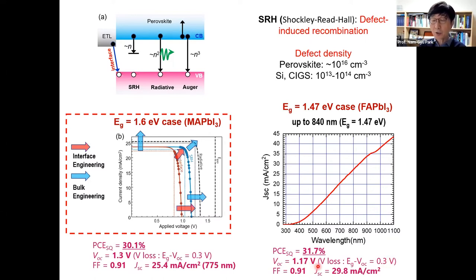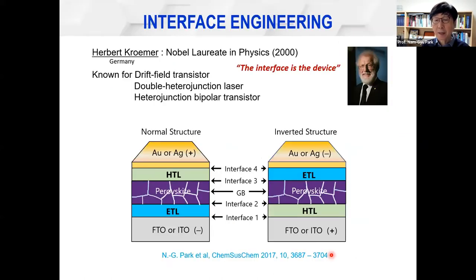In that case, the open circuit voltage may not be higher than the larger band gap material. The ideal open circuit voltage will be 1.17 volt, based upon a voltage loss of about 0.3 volt. And then the Shockley-Queisser power conversion efficiency based upon the 1.47 eV material, we can get over 31% efficiency. So there is room to improve the open circuit voltage and fill factor. And interface engineering is therefore a very critical topic.